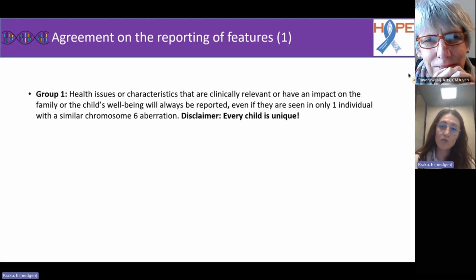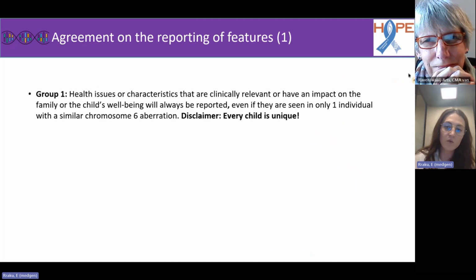Now, a disclaimer will, of course, also be given that every child is unique and that if a feature is seen in one individual, it might not be related to the chromosome 6 disorder. The prevalence of the feature within the group will always be reported so that parents know if that issue was only seen in one individual or in more children. Experts in both groups, parents and professionals, found these issues highly important, and they eventually agreed that they should always be reported if the prevalence is also given, which it will be.